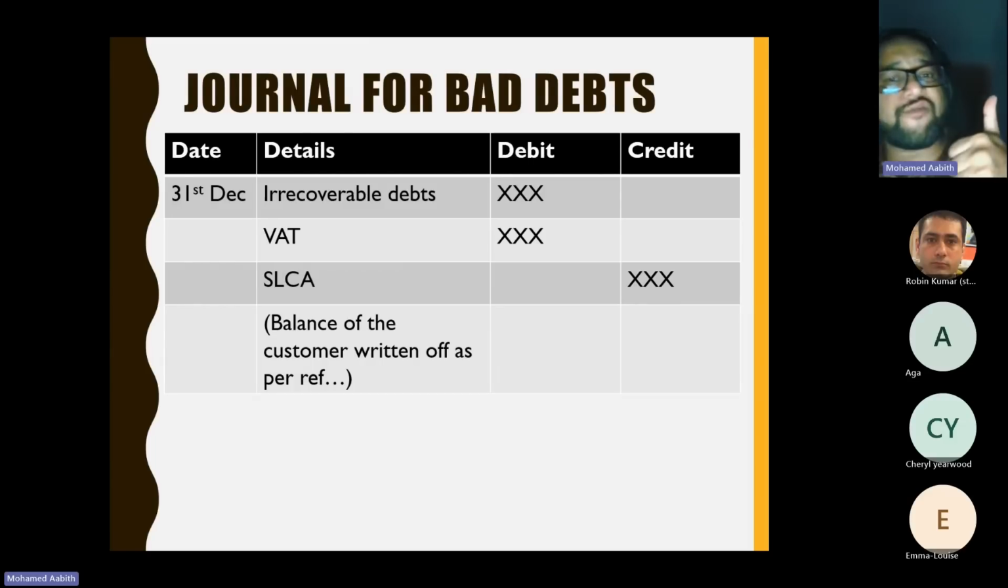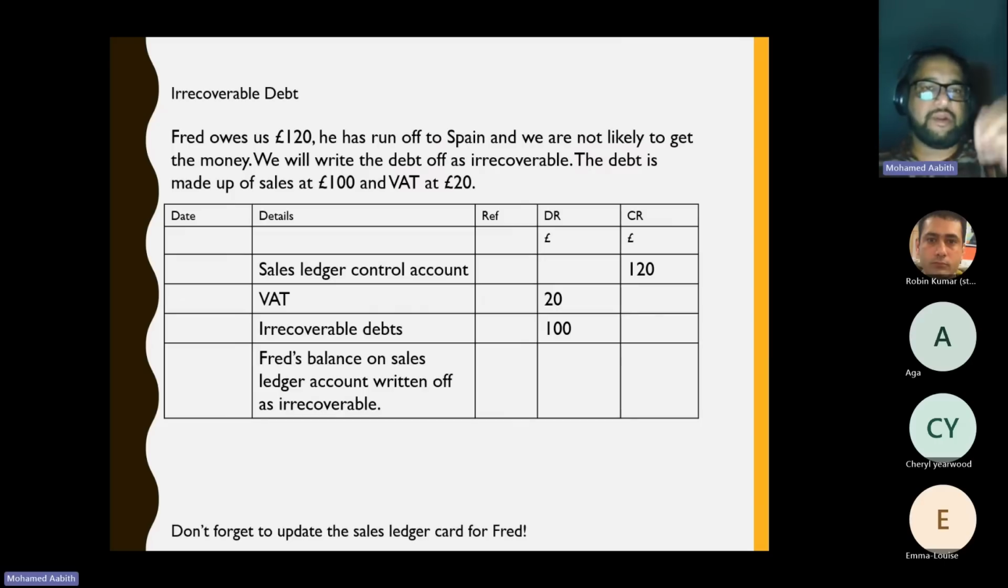And then also you have to write that off in your subsidiary ledger, which is the receivable ledger, SL or RL, whichever you choose. That is where you have to remove them from. For example, Fred owes you 120 pounds. He has run off to Spain. Sorry, Fred. I don't know any Freds personally, but Fred has done a runner to Spain. He owes us only 120 pounds, still it has to be recorded. We are unlikely to get the money, so we need to write that debt off as irrecoverable.